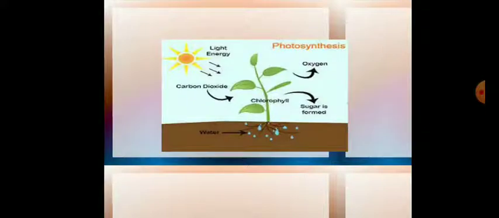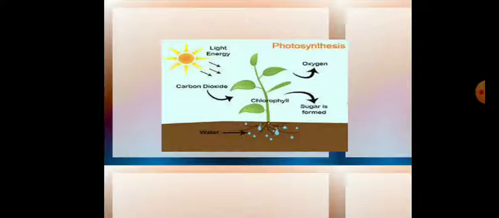Carbon dioxide they get from the air, from the surrounding atmosphere. Water they get from the soil, you can see the picture. Sunlight from the sun, and chlorophyll is already present in the green part of the plant. By using all these, you can see they release oxygen gas as a byproduct, and they form glucose, sugar, and the extra sugar they store in the form of starch in the different parts of the plant.